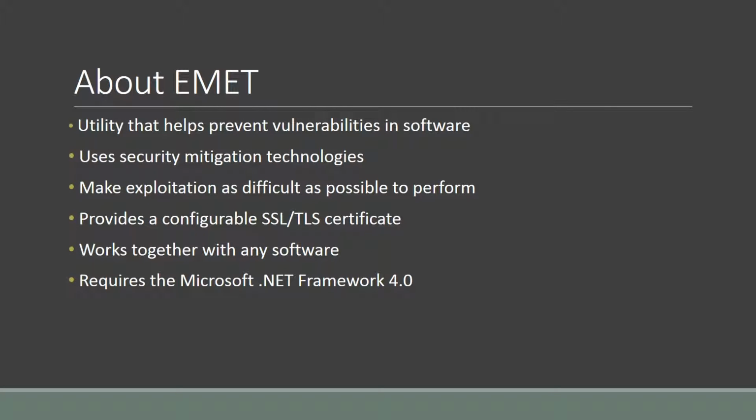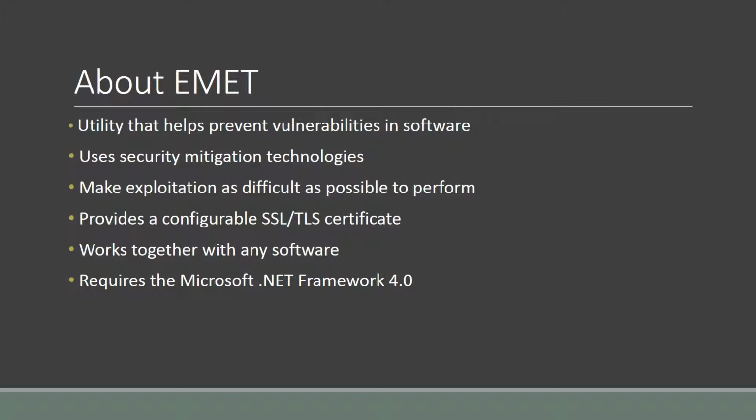Okay, about EMET. Alright, EMET stands for Enhanced Mitigation Experience Toolkit, and this is a utility that helps prevent vulnerabilities in software from being successfully exploited. EMET achieves this goal by using security mitigation technologies. These technologies function as special protections and obstacles that an exploit author must defeat to exploit software vulnerabilities. These security mitigation technologies do not guarantee that vulnerabilities cannot be exploited. However, they work to make exploitation as difficult as possible to perform.